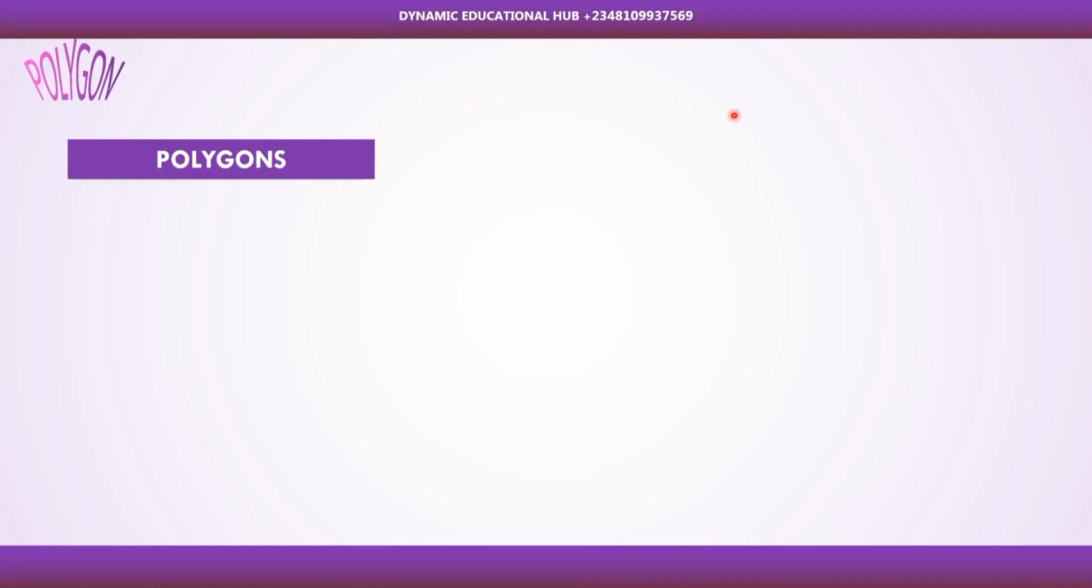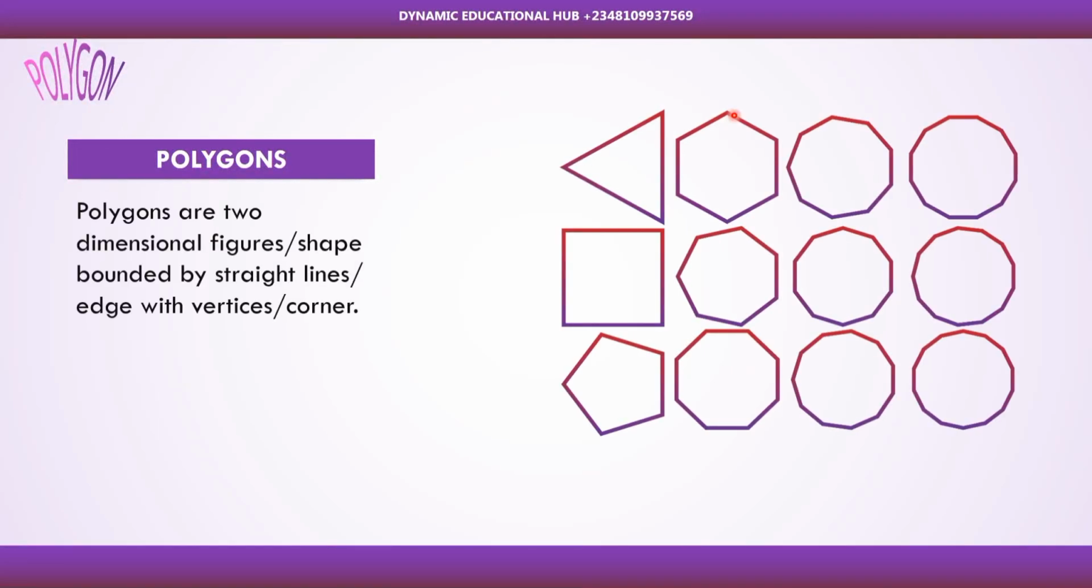Polygons. What is a polygon? Polygons are two-dimensional shapes bounded by straight-line edges, with vertices and corners. When we are talking about polygons, they are just plain two-dimensional shapes bounded by straight lines. The boundary is just straight lines, no curves. That is what makes them polygons.